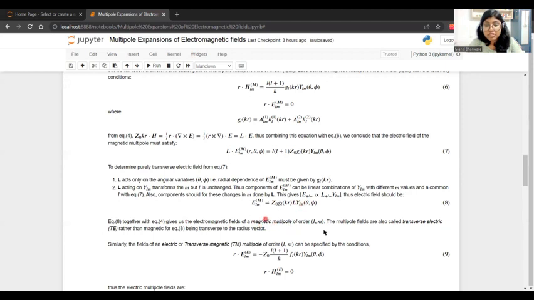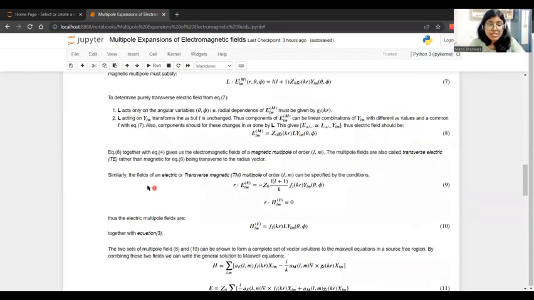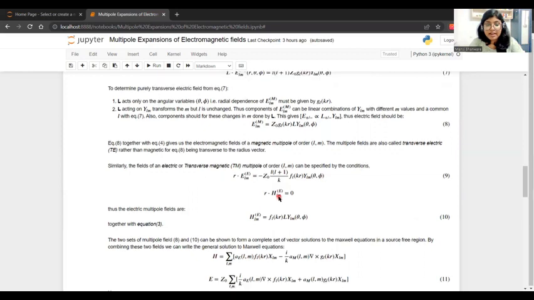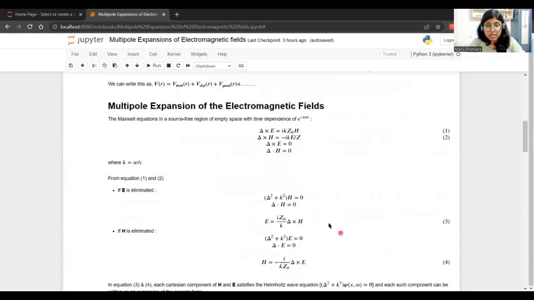Magnetic multipoles are also called transverse electric multipoles because, as we can see in equation 8, the electric field is transverse to the radius vector. Similarly, the fields of an electric multipole, or transverse magnetic multipole, of order l, m can be specified by this condition. And from here we get the electric multipole field as equation number 10 together with equation number 3.